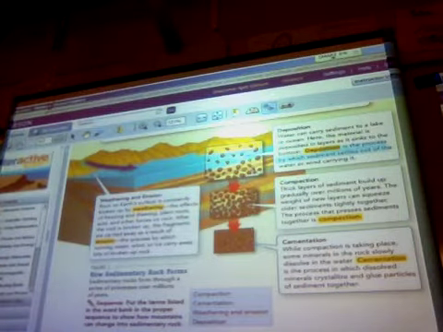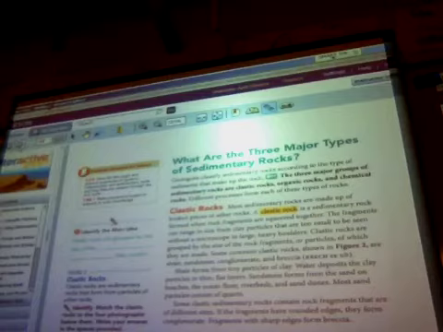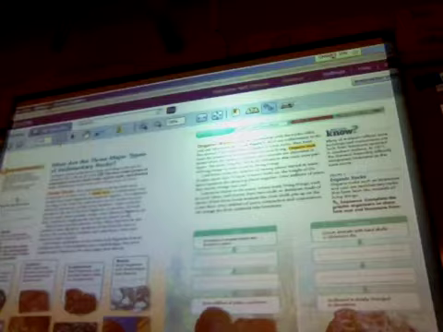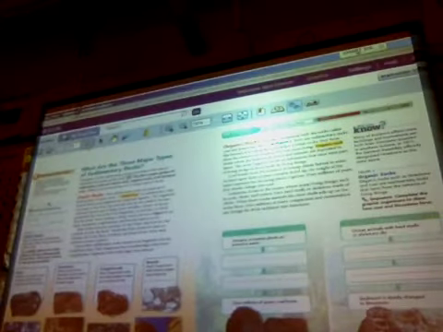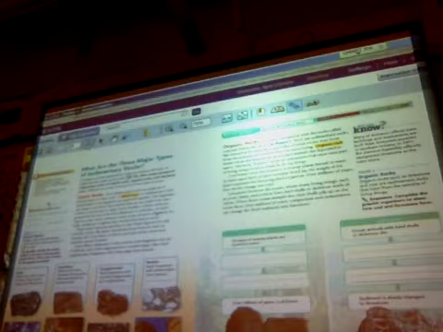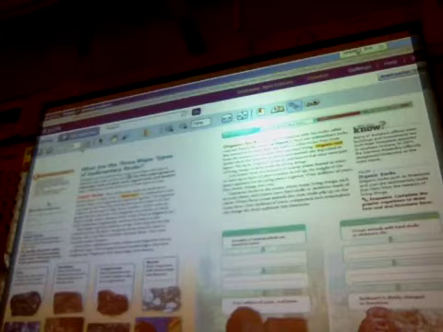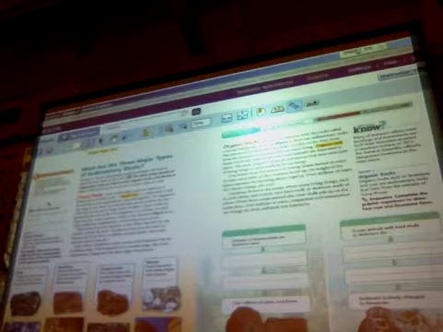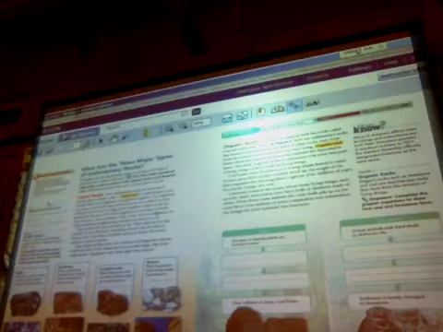Okay, the next 2 pages talk about the 3 types of rocks, and they are clastic, organic, and chemical. Now, the way they determine what kind of sedimentary rock it's going to be, whether a clastic sedimentary rock, an organic sedimentary rock, or a chemical sedimentary rock, is by the type of sediment that is in the rock.